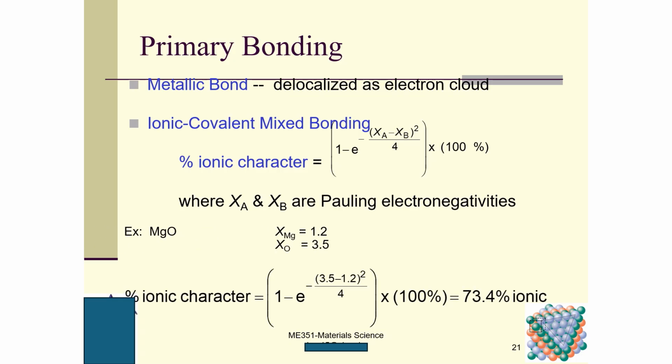Here is one example. For Mg, the Pauling electronegativity equals 1.2, and for O, X_O equals 3.5. If we use this equation here, we can calculate that the percentage of ionic character equals 73.4%.